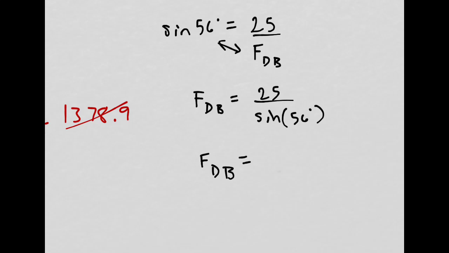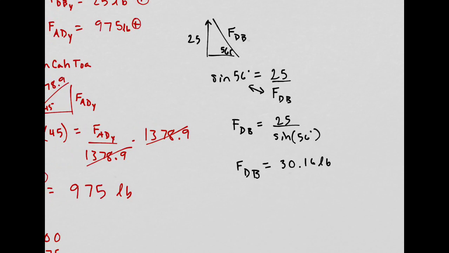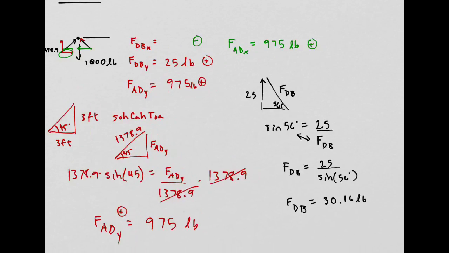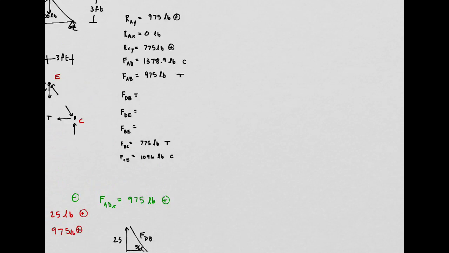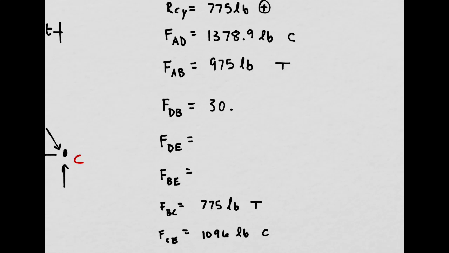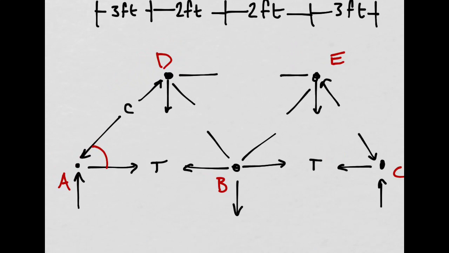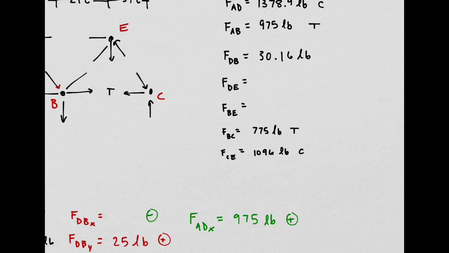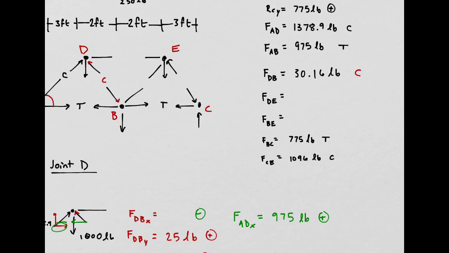FDB equals, okay, hey, this is correct. Sweet. That's what I needed. I definitely needed that, FDB. Where's my list? FDB is 30.16 pounds. Oh, and I know that this is in that direction, so that means that's there. And that means, what is it? Pushing, so that's under compression. Sweet. So that's under compression.